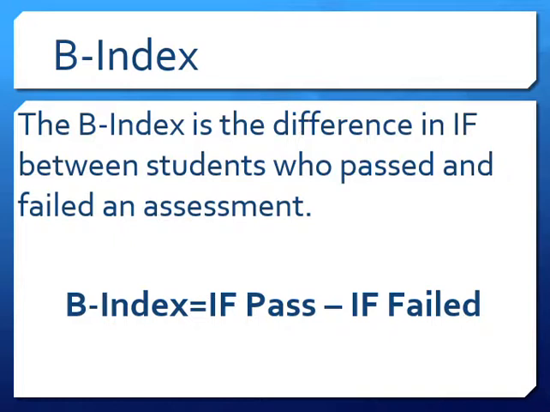Now, looking at the B index, in other words, the B index indicates the degree to which the masters, students who passed an assessment in this case, outperformed the non-masters, students who failed an assessment, on each item. B index is derived from the item facility for students who passed the assessment minus the item facility for students who failed the assessment.